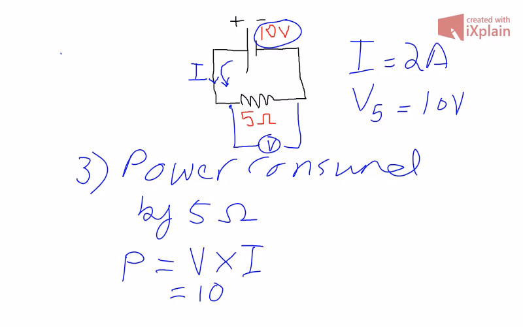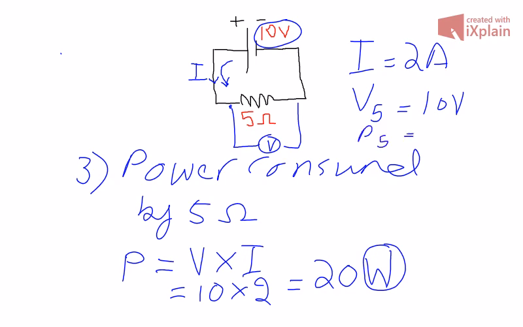So what is the power across the 5 ohm resistor? It is going to be the voltage across the 5 ohm resistor times the current that's flowing across the 5 ohm resistor. And therefore this will be 10 volts times the current. The current is 2 amps, and therefore the power is equal to 20 watts. Okay, power is measured in watts, and therefore the power across the 5 ohm resistor is equal to 20 watts.